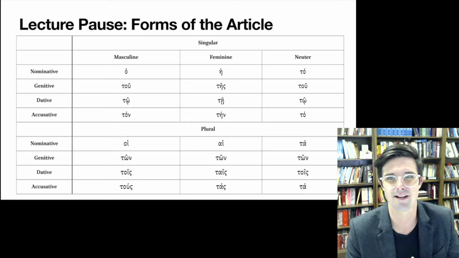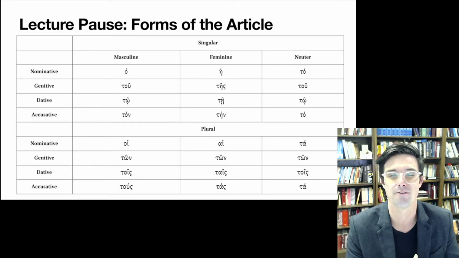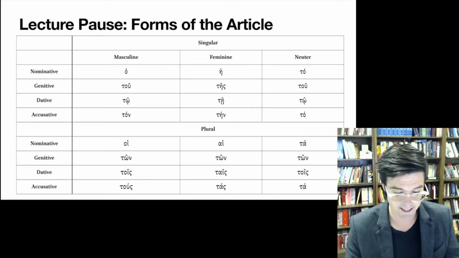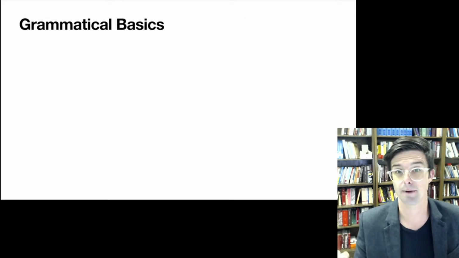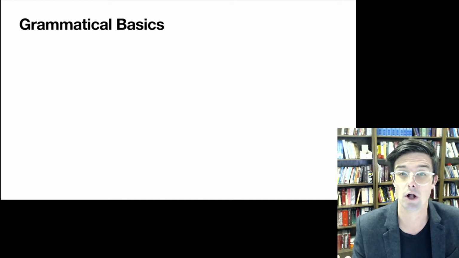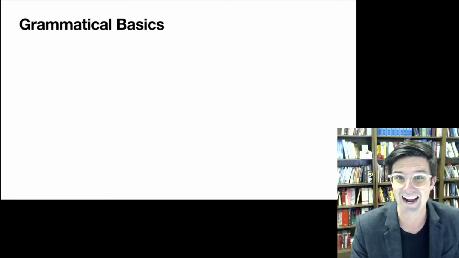All right, so now that you've done some retrieval practice on the forms of the article and some self-correction on the forms of the article, we're going to move on to some grammatical basics of the article that we talked about in Greek 1, just as a way of reminder. Again, retrieving or recalling that information that you have already learned and sort of bringing it back into your brain.